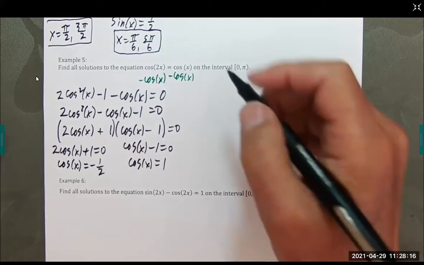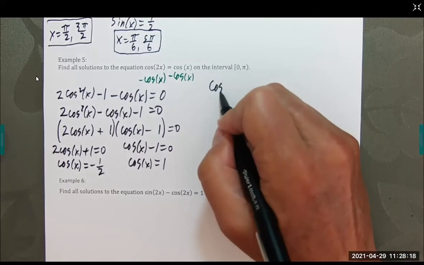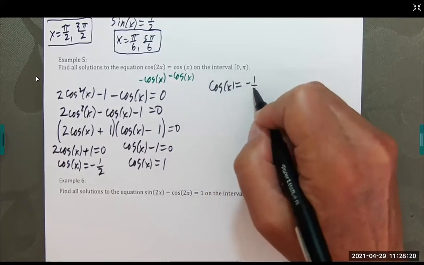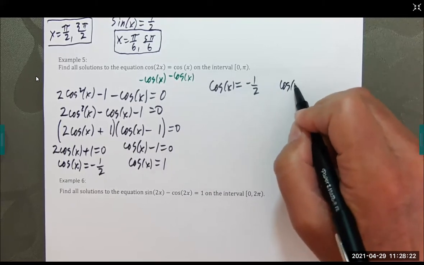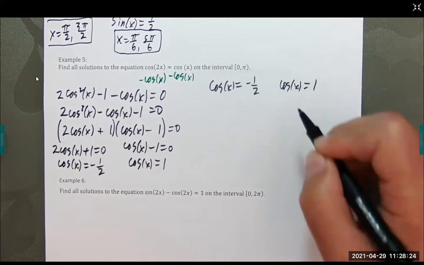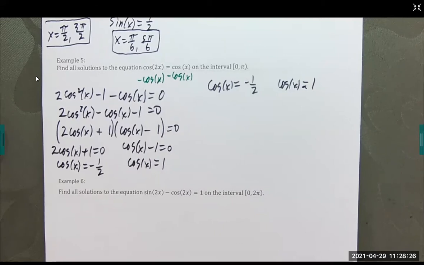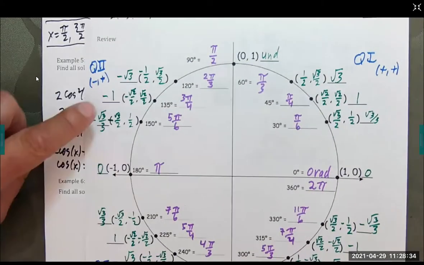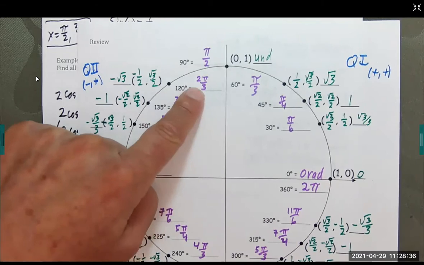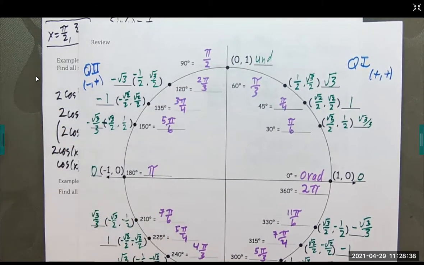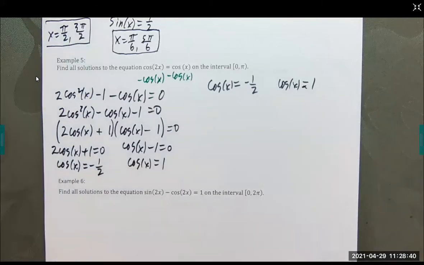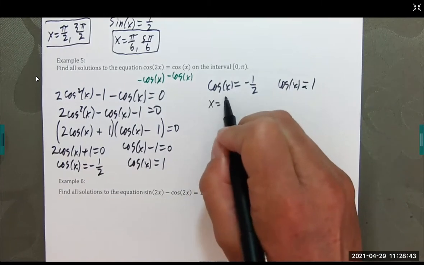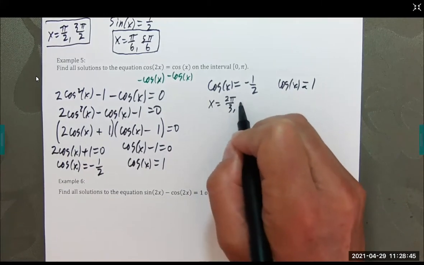So let's rewrite these up here. So cosine x equals negative 1/2, and cosine x equals 1. All right, cosine is negative in quadrants 3 and 4. And where's the x coordinate equal to negative 1/2? I'm up here at 2 pi over 3, and I'm down here at 4 pi over 3. So 2 pi over 3 and 4 pi over 3.